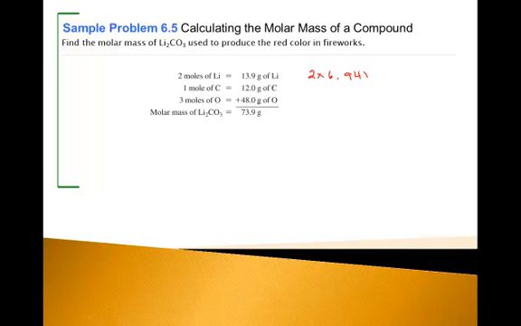For carbon, I would do 1 times the mass of carbon, 12. For oxygen, I'm going to do 3 times the mass of an oxygen, which is 15.9994. And that's how I got the 48. Then I simply add all those numbers up, and that's going to tell me how many grams if I have 1 mole of the Li2CO3. So now I'm going to be able to use this as a conversion factor to go between moles and grams of a substance.